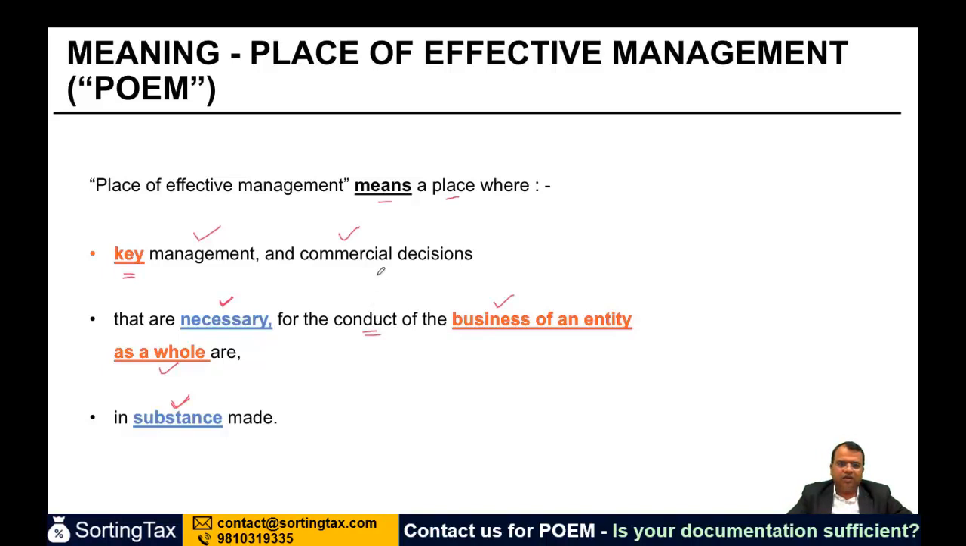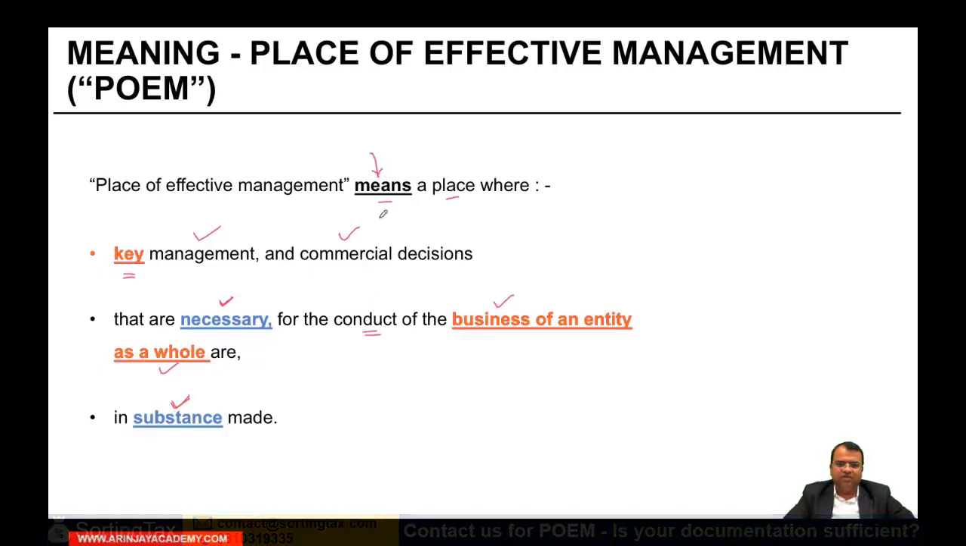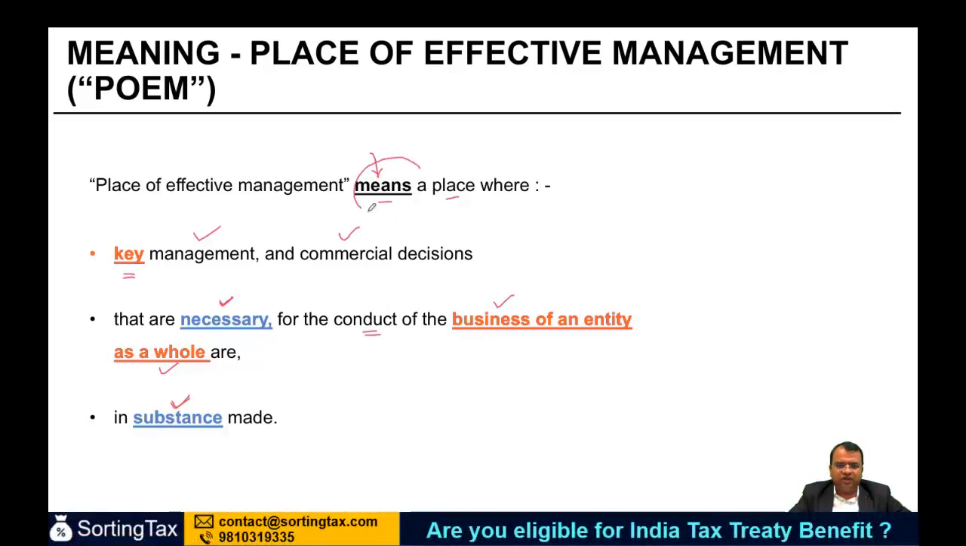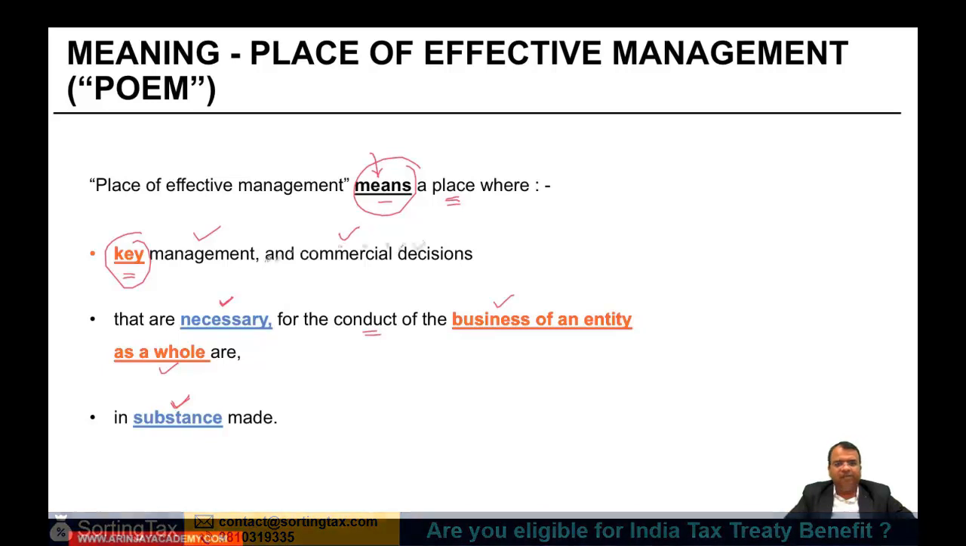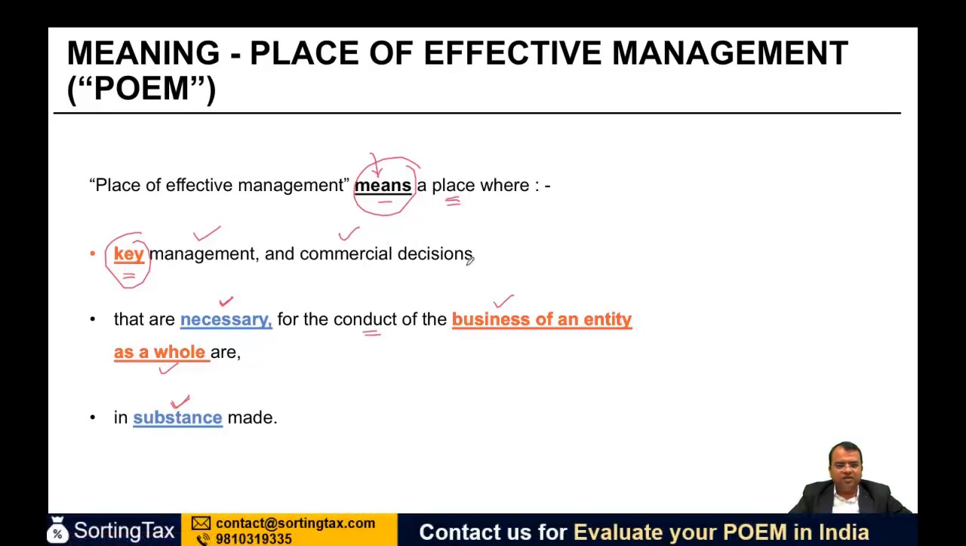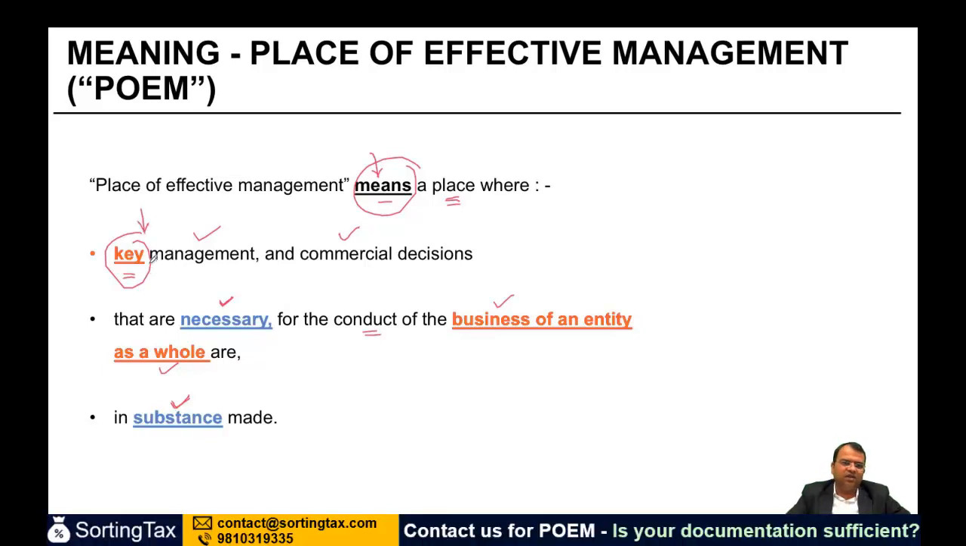सबसे पहले तो ये कि place of effective management means यानी एक exhaustive definition है. अगर इसमें फॉलो नहीं करते तो place of effective management वहाँ पर नहीं होगा. उस जगह पर जहाँ की मैनेजमेंट एंड कमर्शियल डिसीजंस, जो डिसीजंस लिए गए हैं वो की मैनेजमेंट और कमर्शियल डिसीजन होने चाहिए. अगर कोई छोटा मोटा डिसीजन एक जगह पे लिया जाता है, then it will not amount to place of effective management. It has to be the key decision which is taken at that place.